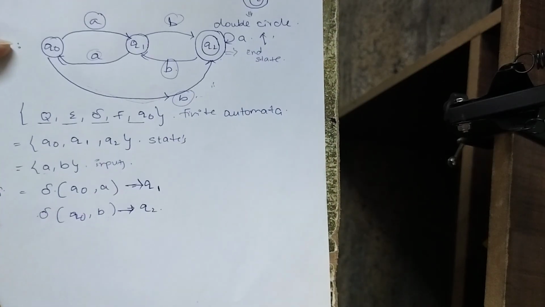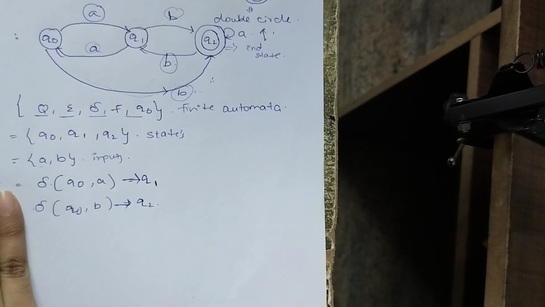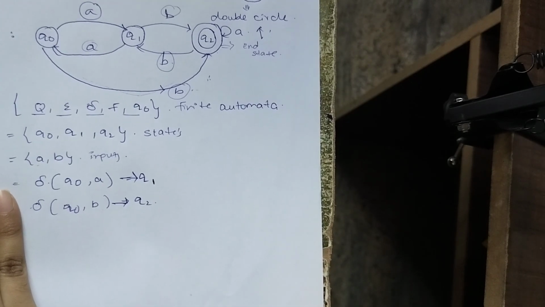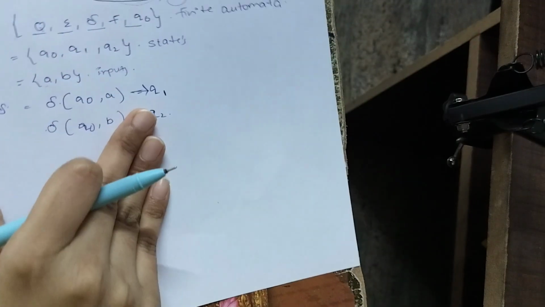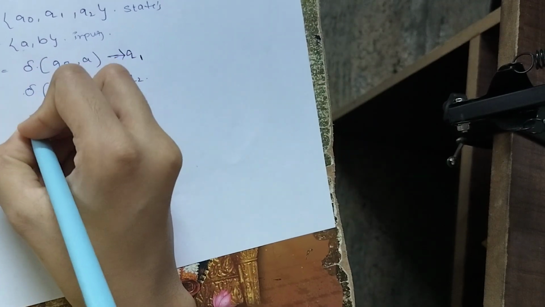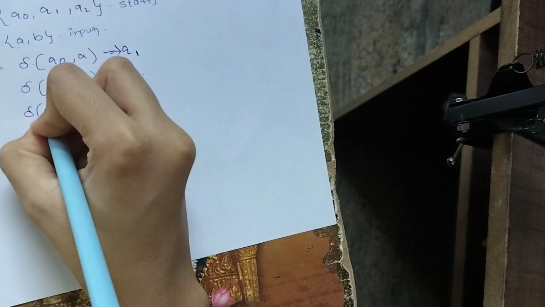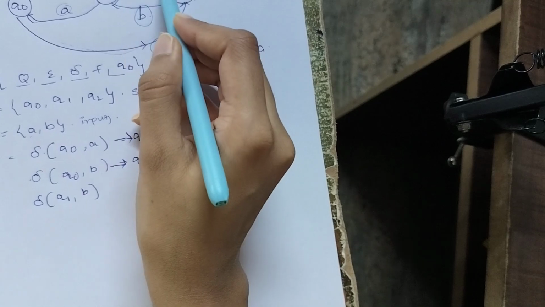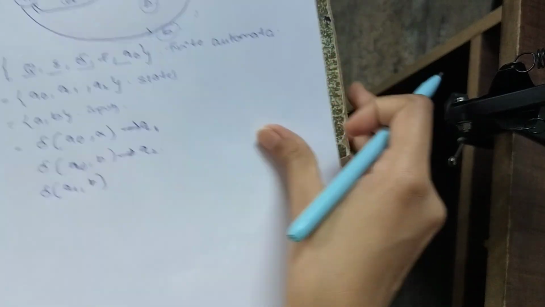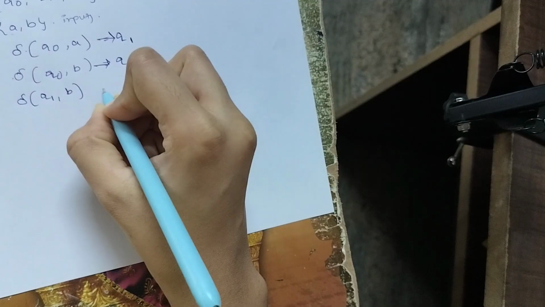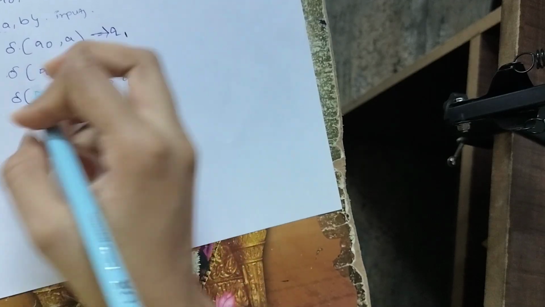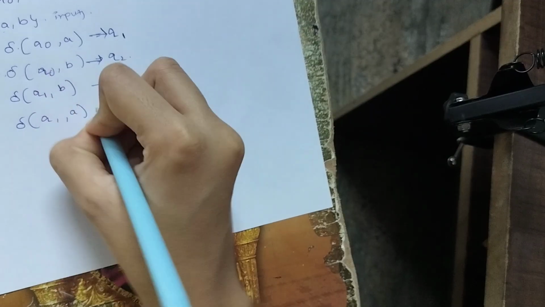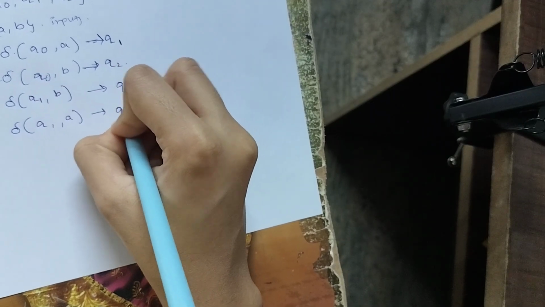From the above example we are going to write some more transitions, which are moving from one state to another state. So here we write one more, delta of q1 comma b, where q1 on b is going to q2, so we write it as q2. By seeing the diagram we fill in which state is moving to the next state.